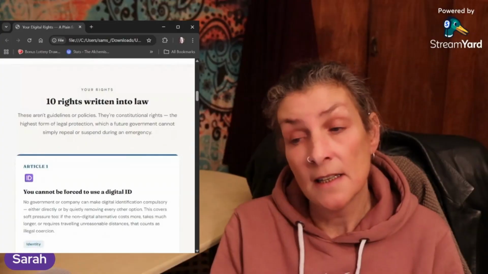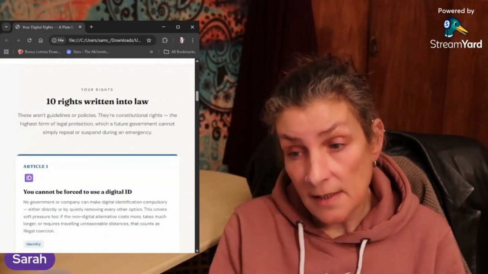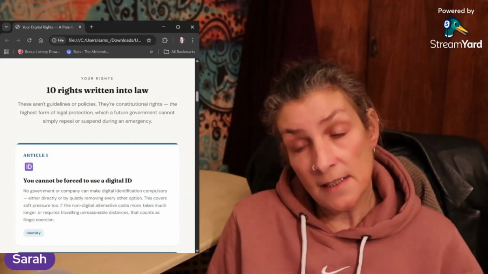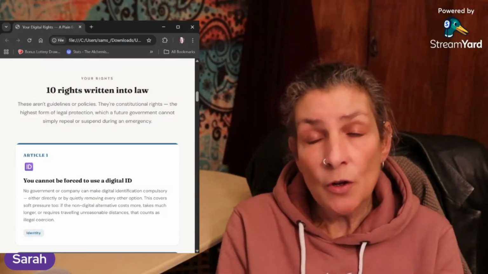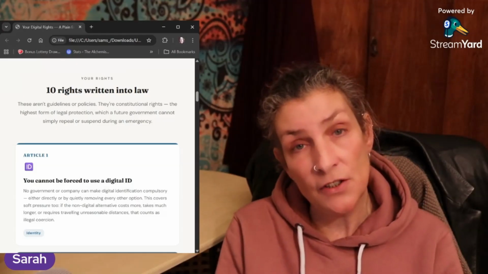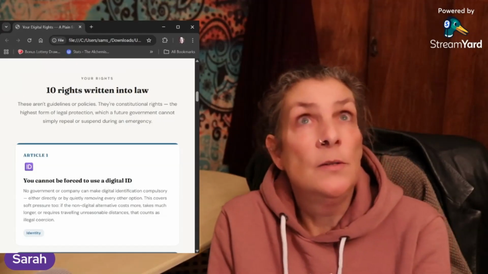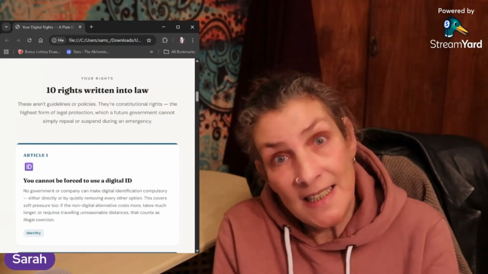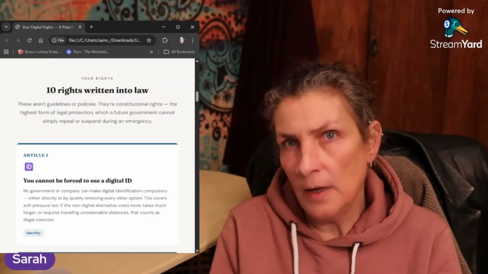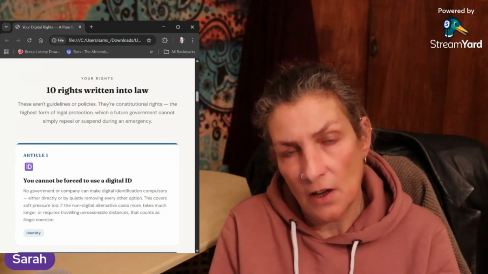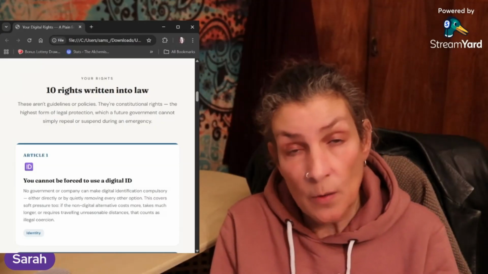So the 10 rights under the Digital Bill of Rights will be written into law. These aren't guidelines or policies. They're constitutional rights. The highest form of legal protection, which a future government cannot simply repeal or suspend during an emergency. So say they want to have another plandemic. They've decided that the COVID is back. And they say, oh, well, we've got to completely ignore all of the Digital Bill of Rights because this is an emergency situation. Well, under this bill, they wouldn't be able to do that at all.